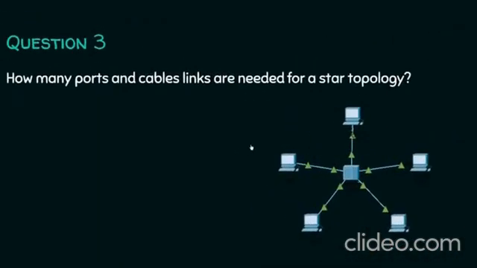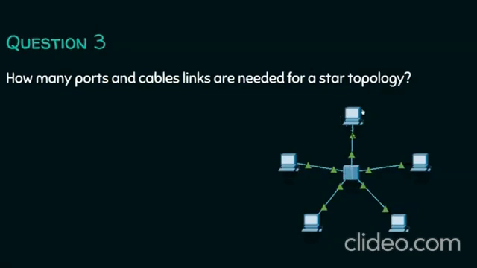Now we will see question number 3. How many ports and cables are required for a star topology? In a star topology, there will be a central node. Every node is connected to the central node. So if we observe, we will say there are 1, 2, 3, 4, 5 ports. If there are 5 devices, we will say there are 5 ports. But that is wrong. Because this central device also should have a port.